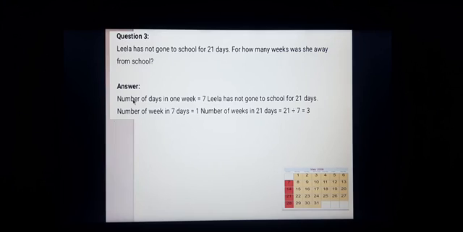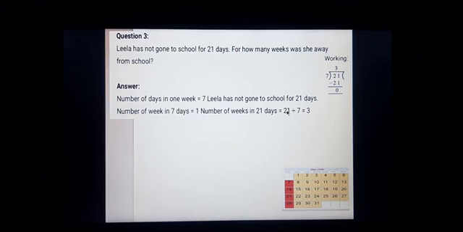We will see here. The number of days in 1 week is 7. Leela has not gone to school for 21 days. So to find the number of weeks in 21 days, you have to divide: 21 divided by 7. If you do that, what will you get? 3. Here the calculation method is division. But we will also see it by table. In the division method you can do it in this way, the working way.